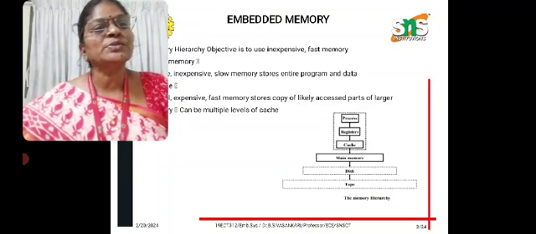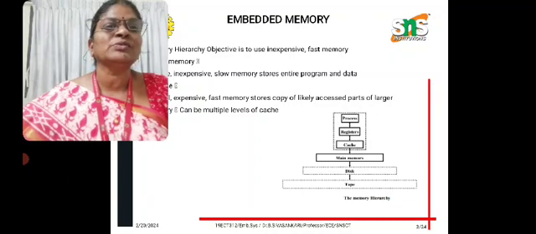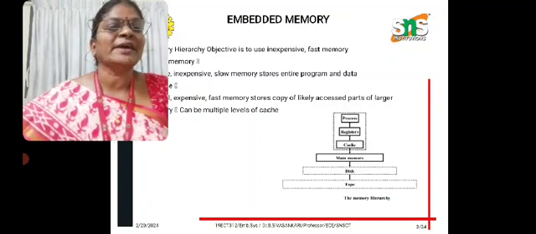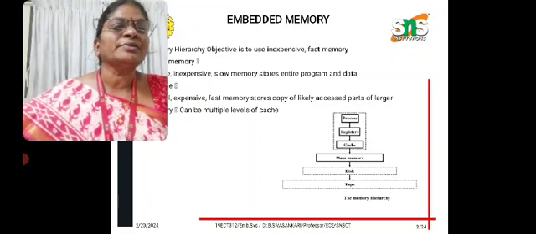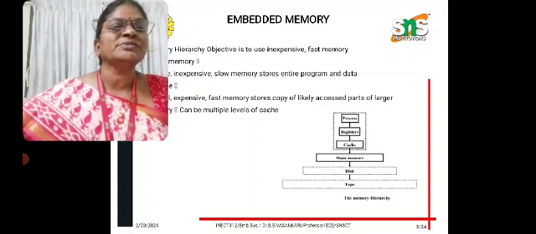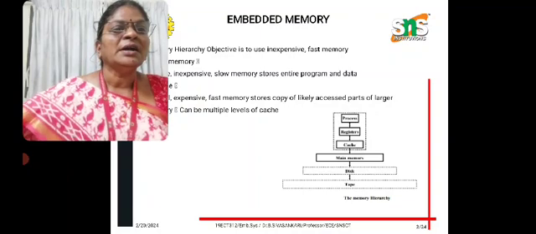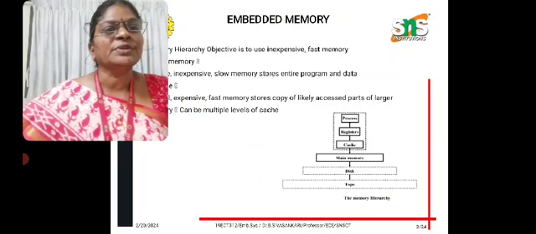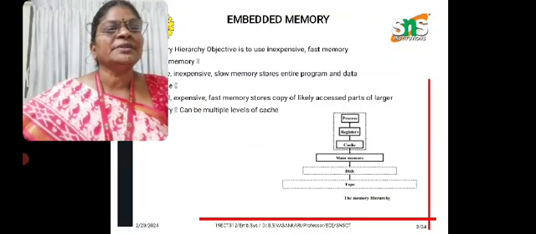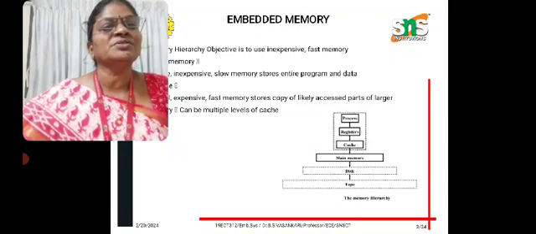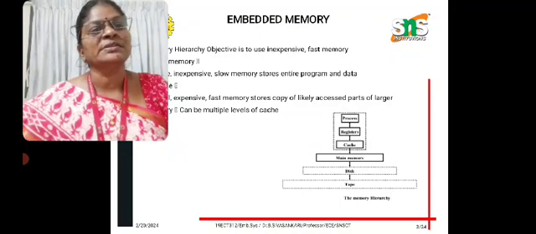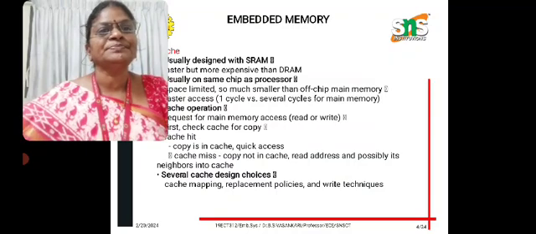Fast memory stores a copy of likely accessed parts of larger memory, and there can be multiple levels of cache. So this is the memory hierarchy: processor, registers, cache, main memory, disk, tape. Okay, so first tape, then disk, main memory, cache, registers, processor. This is the hierarchy of a memory.